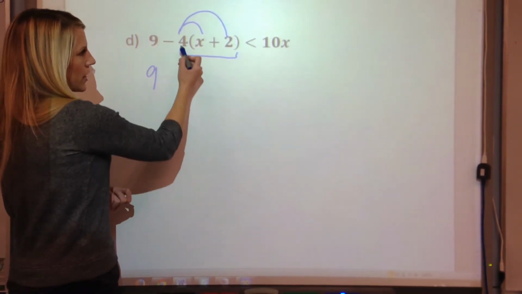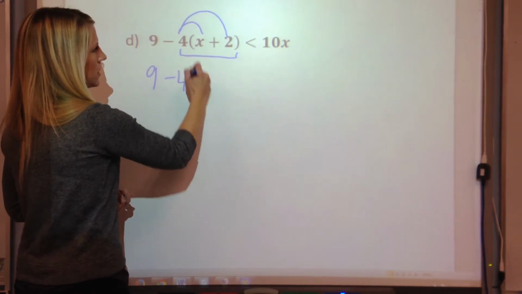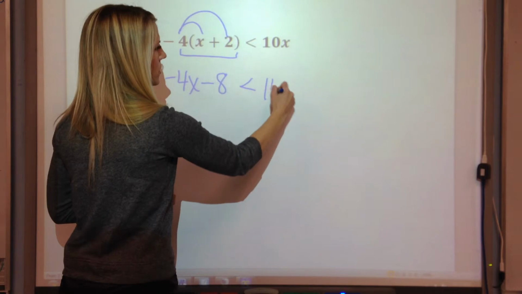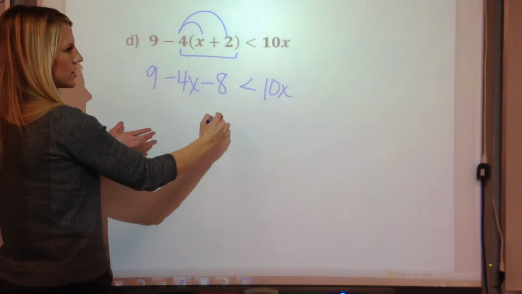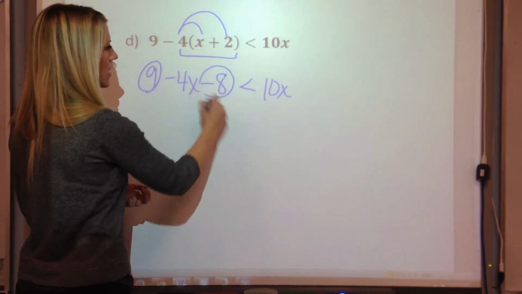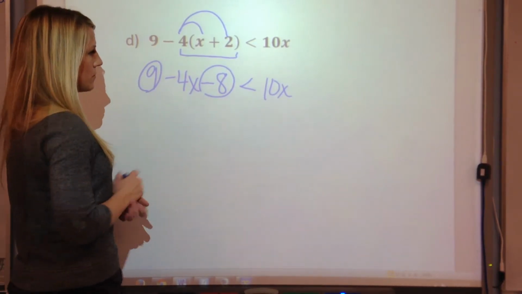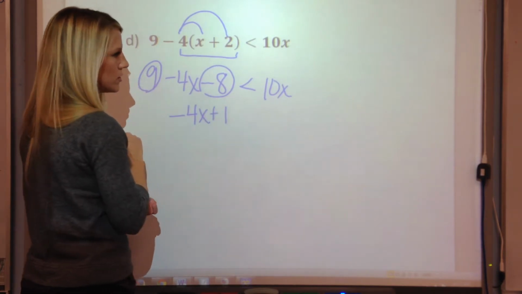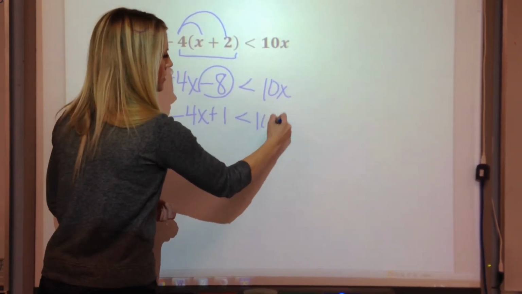Okay, negative 4 times x is negative 4x. Negative 4 times 2 is a negative 8, and then everything else is the same. So I continue to look. Can I continue to simplify the left side? Yes, I have like terms. I have a 9 and a negative 8. So 9 minus 8 is just 1. So I have negative 4x, plus 1, is less than 10x.